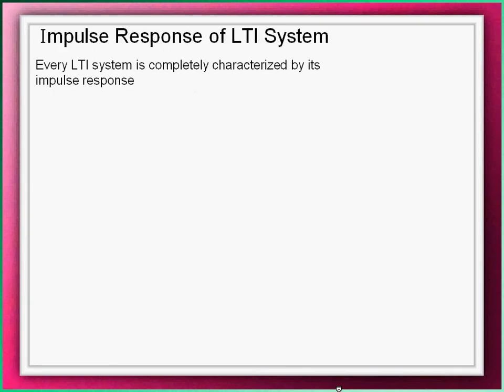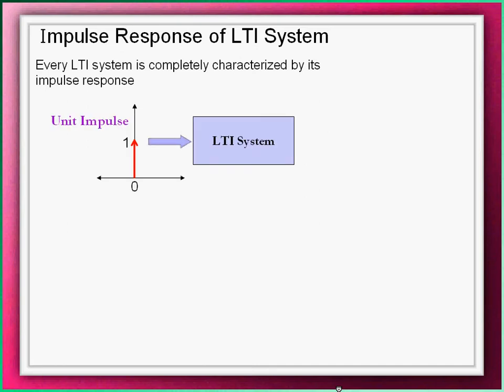What we understand next about linear time invariant system is about its impulse response. Every LTI system is characterized by its impulse response. The question now is, what is impulse response? It's a response of an LTI system to a specific signal called unit impulse.